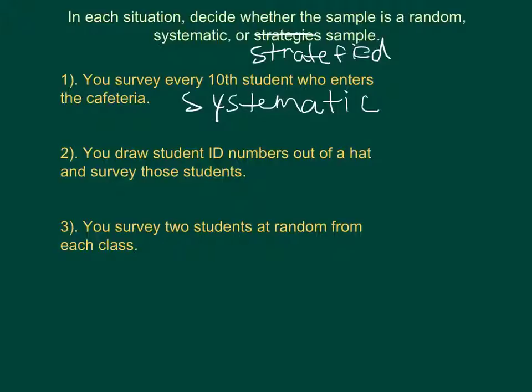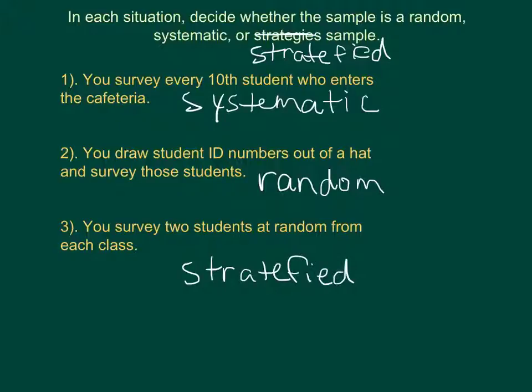You draw student ID numbers out of a hat and survey those students. When you're drawing something out of a hat, that's completely random, so we pick random. That's a random sample. And then the last one, you survey 2 students at random from each class. Well, here you're taking full classes and you're taking just 2 of them out of there. So that's what we call stratified. Okay, so that is surveys and samples.